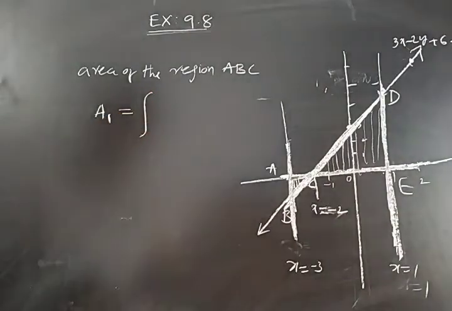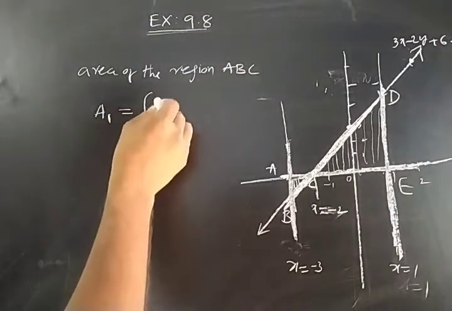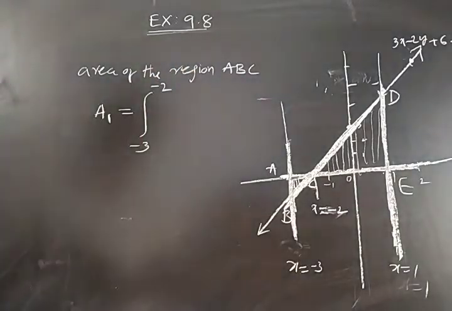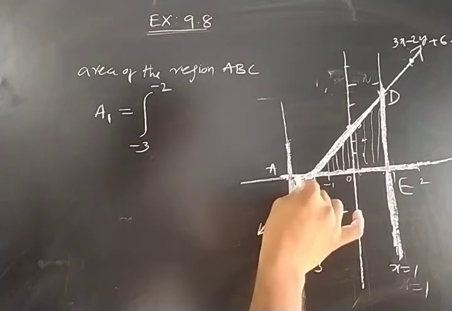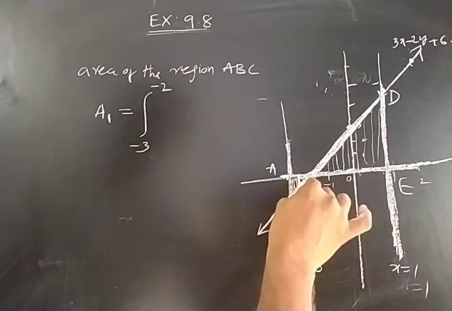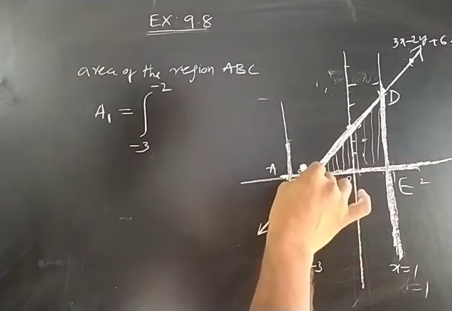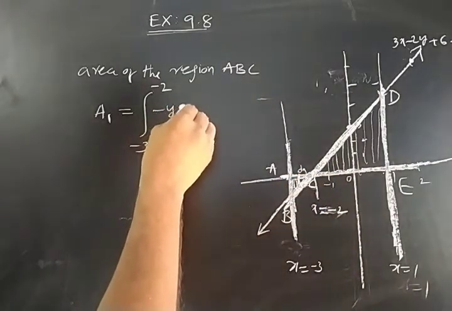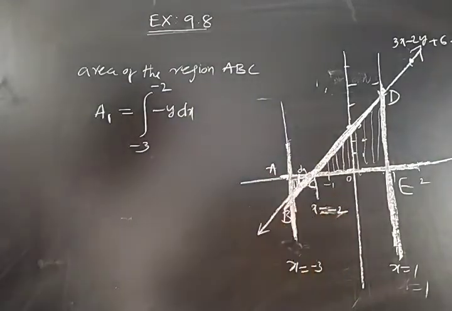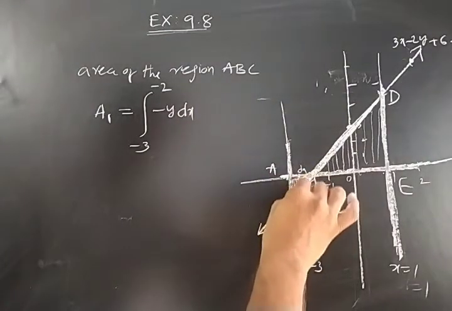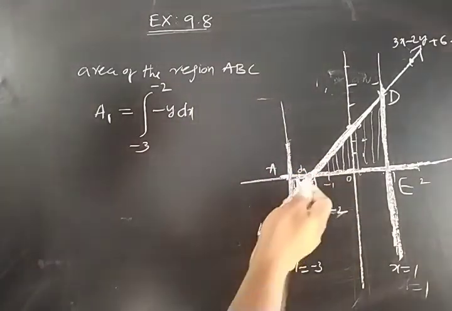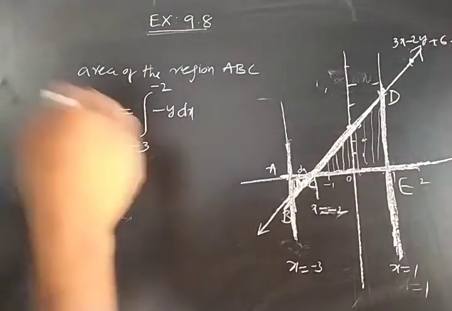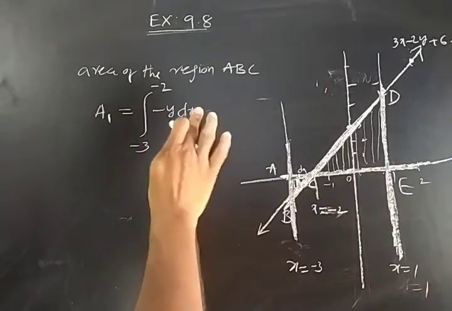Limits are minus 3 to minus 2, and I am taking here a vertical strip having the width dx and height is minus y. So minus y dx. Why? Because it is below the x-axis. Below the x-axis, so length of the strip is minus y and width is dx. Minus y dx.